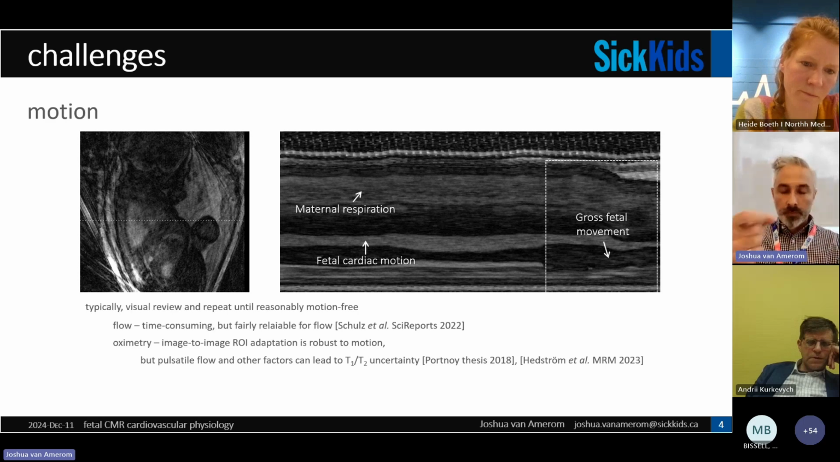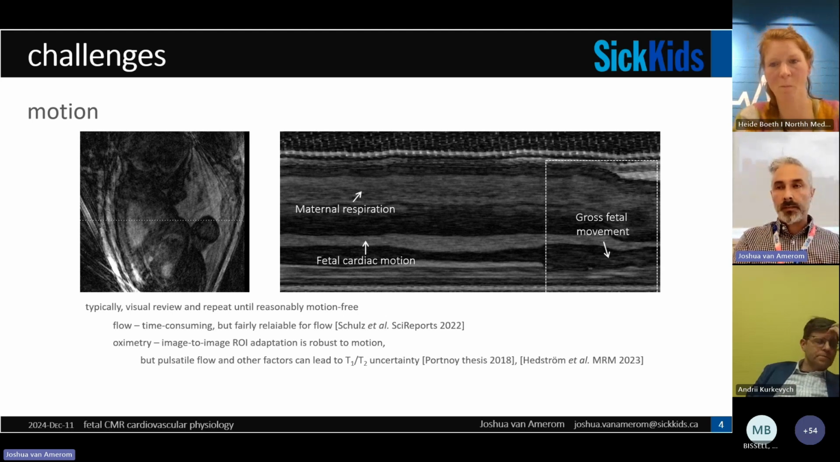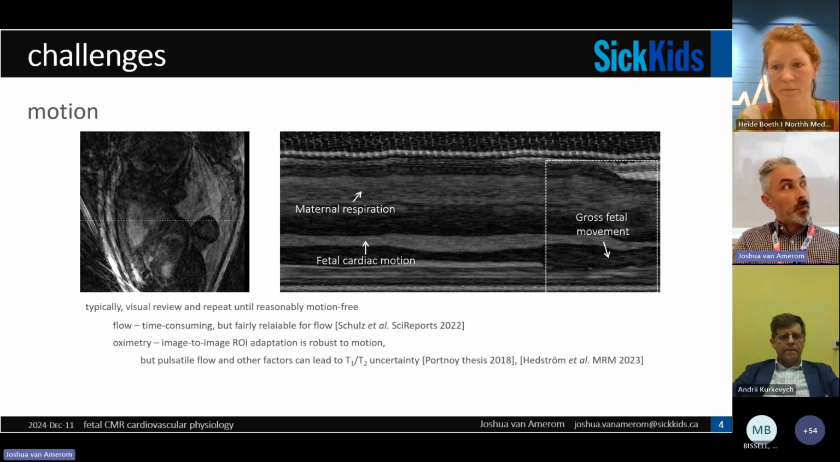For oximetry, you do have these images that are acquired in less than a second, and hopefully most of them are still usable. And the vessel you're interested in remains generally in plane, and you can move that region of interest. However, it is noteworthy that pulsatile flow and other factors can lead to uncertainty in the T2 and T1 measurements. And actually, the T2 and T1 that we have measured has been using an ungated sequence. Now that we actually do have the device here and have medical clearance to use it, that might be one area where we can improve on this and reduce the uncertainty of the T2 and T1 measurements there.